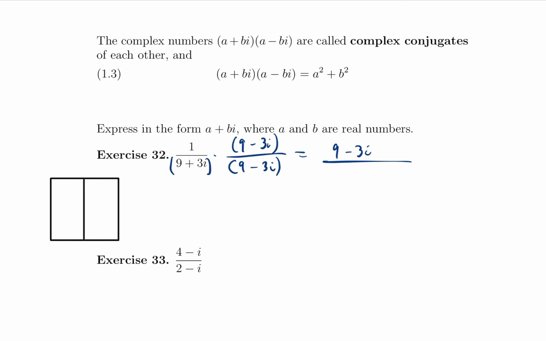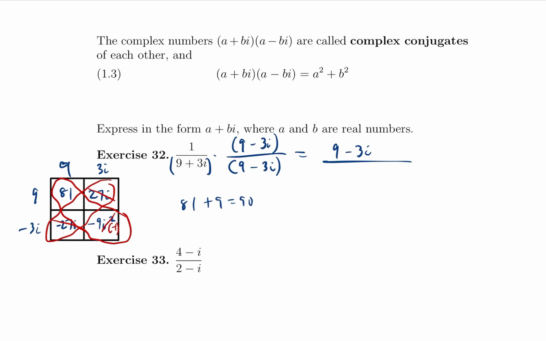So here's my box, 2 by 2. And here we're going to have 9 minus 3i, 9 plus 3i. This is 81, 27i, negative 27i, negative 9i squared. The i squared becomes a negative 1. And now we can combine like terms, which cancel out, and like terms. So those like terms are 81 plus 9, which is 90.